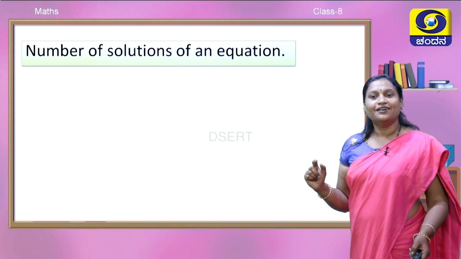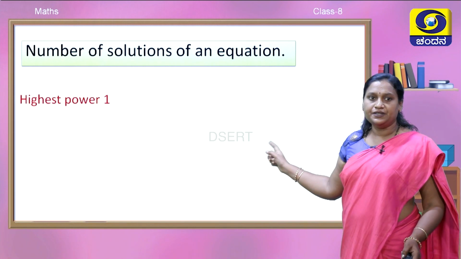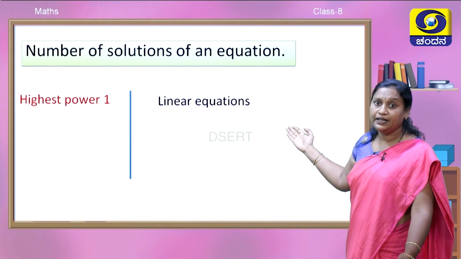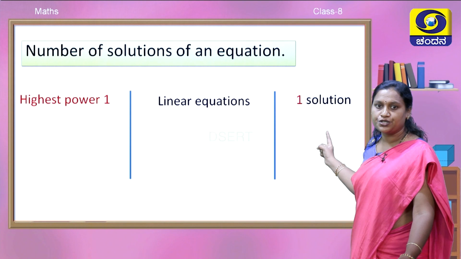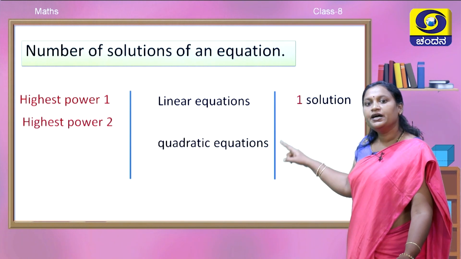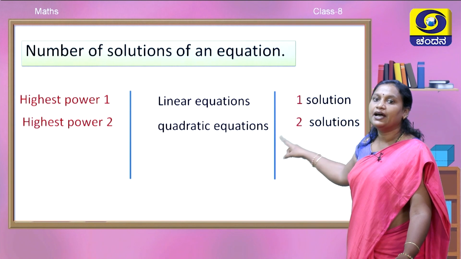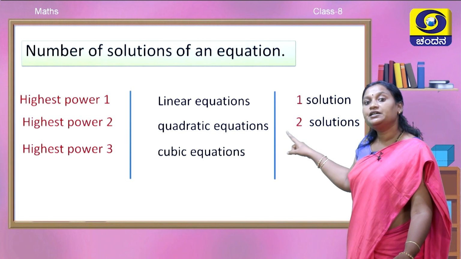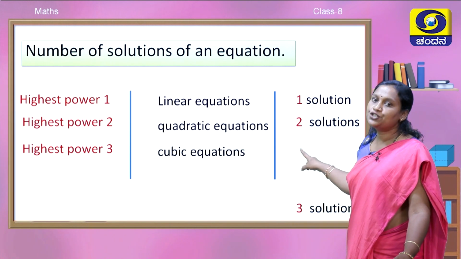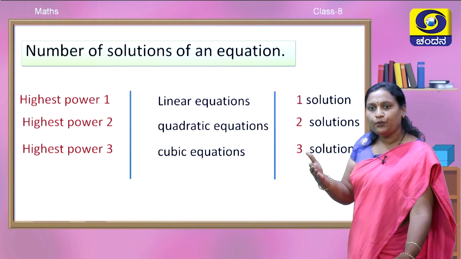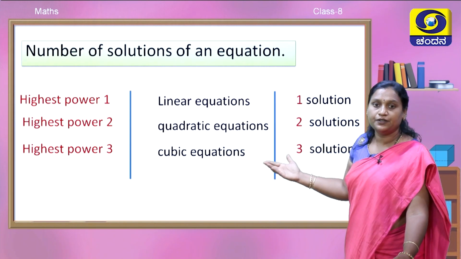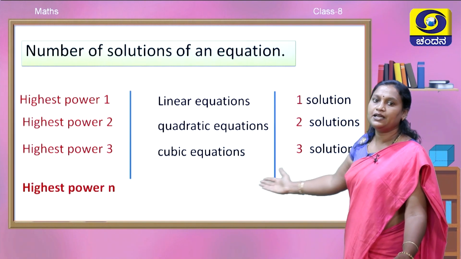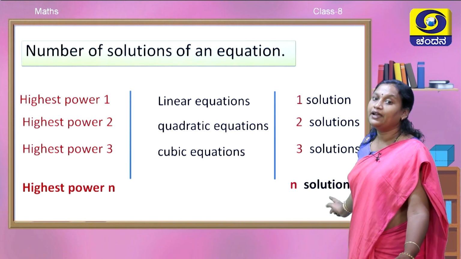If the highest power is 1 in an equation, we call it a linear equation and it should have only one solution. If the highest power is 2, it is called a quadratic equation and it should have 2 solutions. If the highest power is 3, it is called a cubic equation and it should have 3 solutions. Likewise, if you go on increasing the power of the unknown, the number of solutions will also increase. So, if the highest power is n, then it should have n solutions.